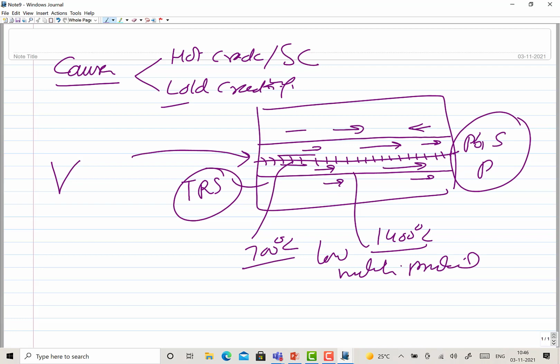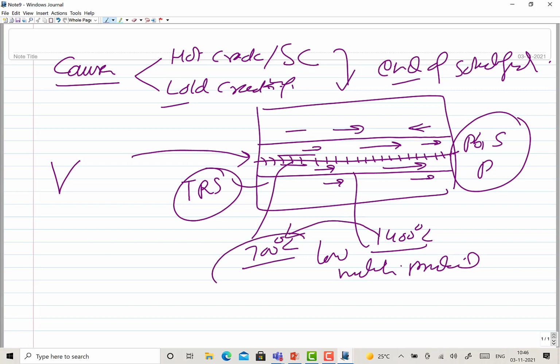So the hot cracks happen near the end of the weld solidification, when the metal is still hot. Okay, so most of the weld metal has already solidified and has shrunk from 1400 to 700 degrees centigrade during the cooling, but still at the weld center something is left to solidify, and wherever it is left, there you will see cracks.